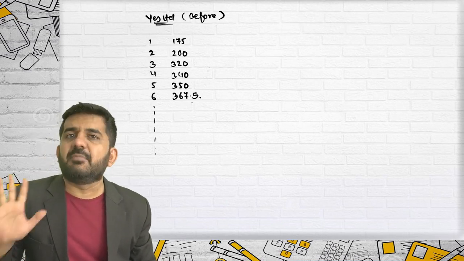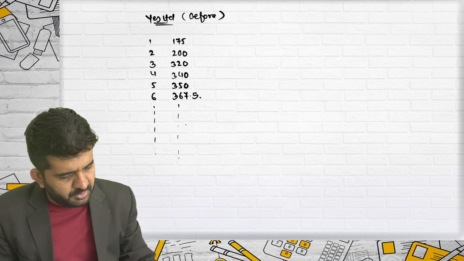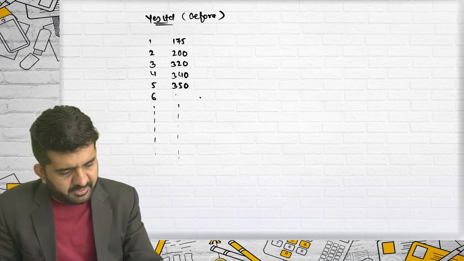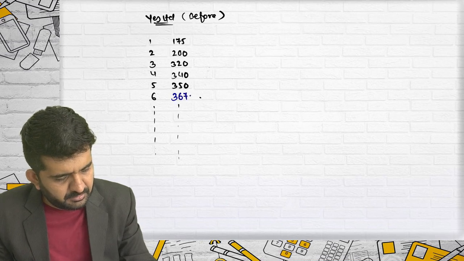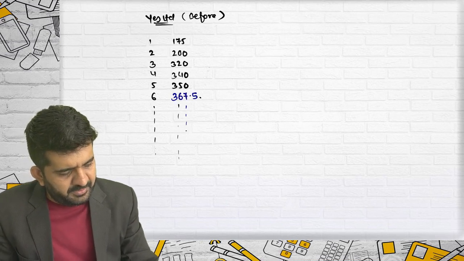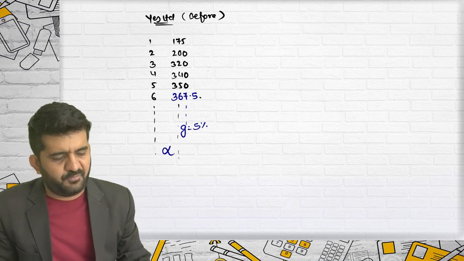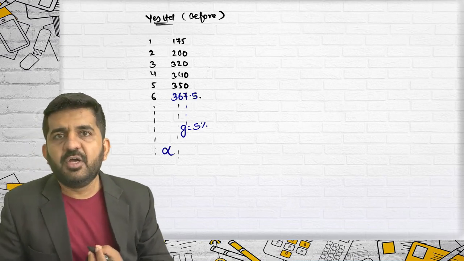This is nothing but 6th year cash flow. This will be growing at 367.5. Let me write down with a different color. This will be growing at a growth rate of 5% for infinite period of time.